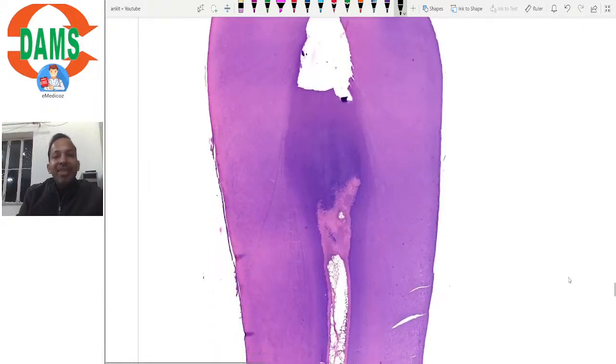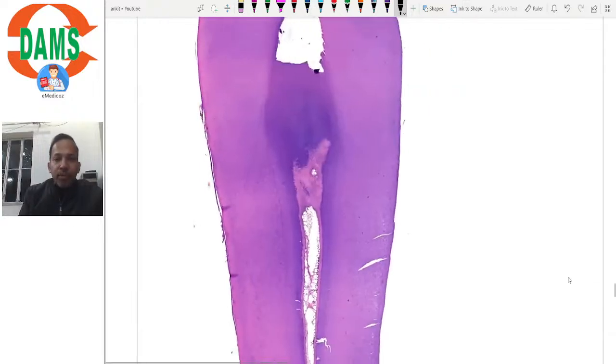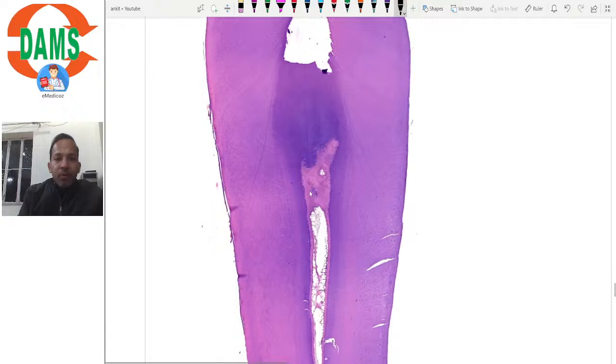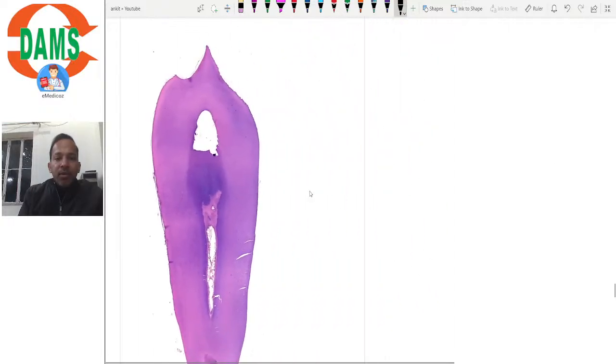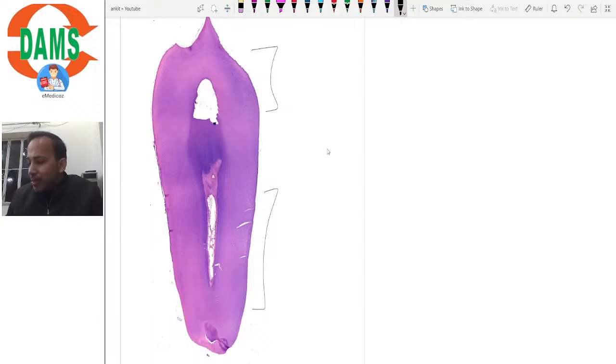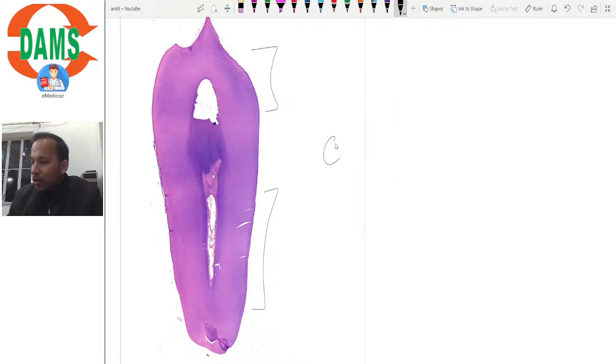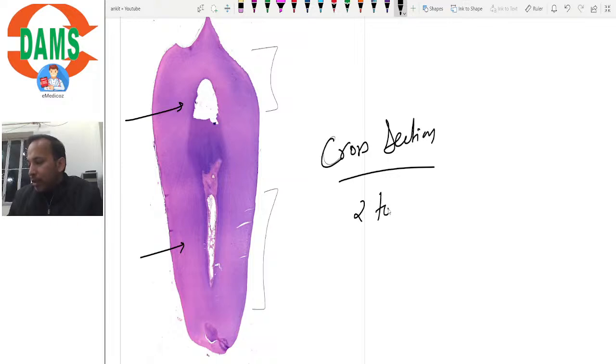Again, we have a section of decalcified tooth. ये क्यों लाए हैं हम? And what do you see in this section? यहां ये मत कहना कि क्राउन है और ये रूट है, ठीक है? This is the cross section of the root. This is not a longitudinal section. This is one pulp canal and this is the other pulp canal. So that's two pulp canals, isn't it?